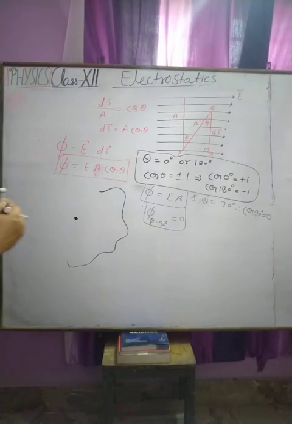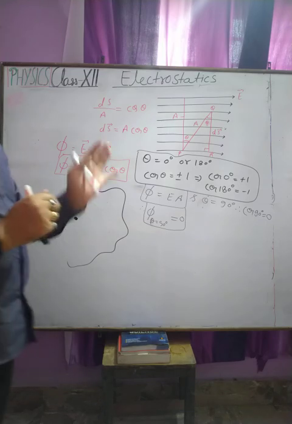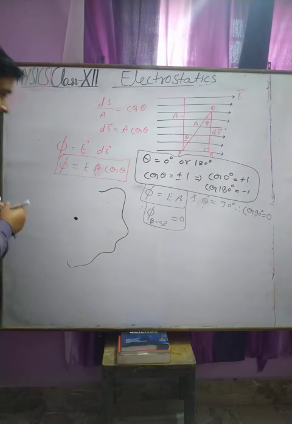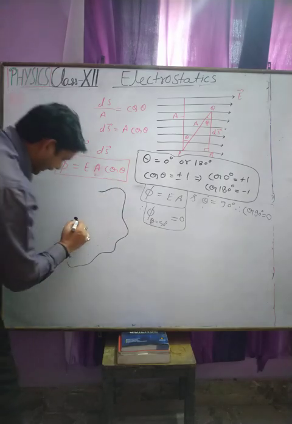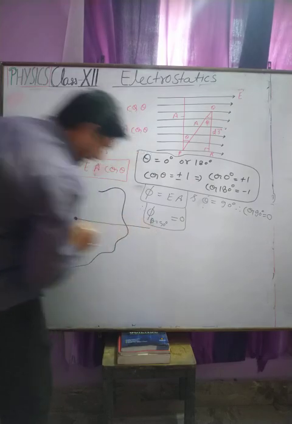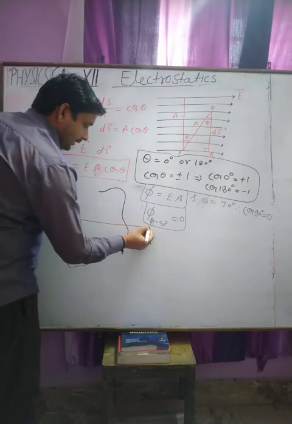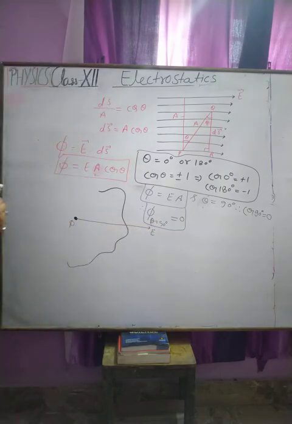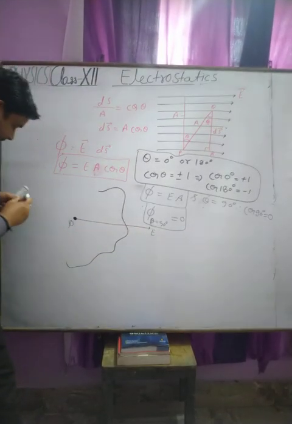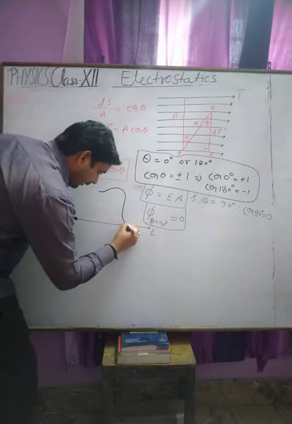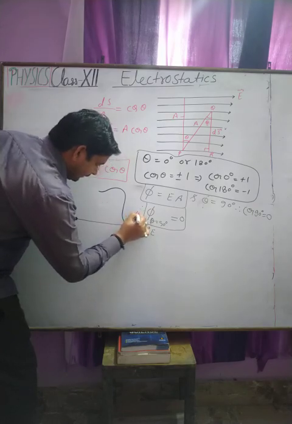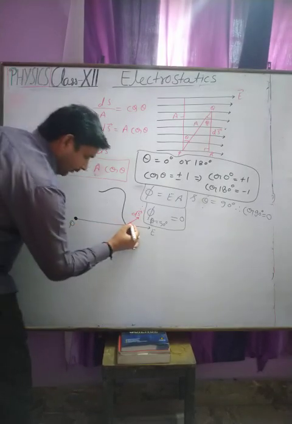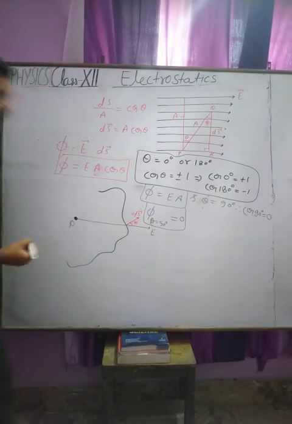Okay student, now we are going to understand how to calculate the flux for any kind of surface. Suppose this charge q produces an electric field in this direction, therefore this is the direction of electric field. And from this, normal to it, this is the area vector. So this field and area vector have angle theta.